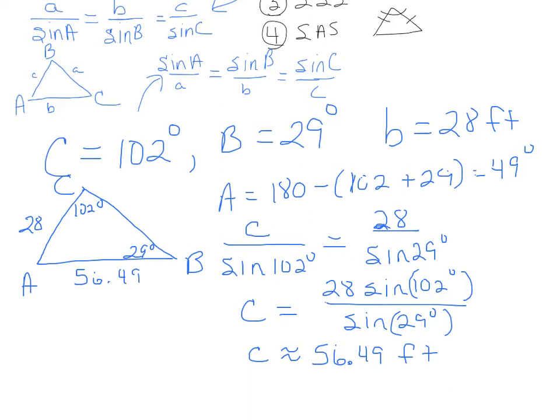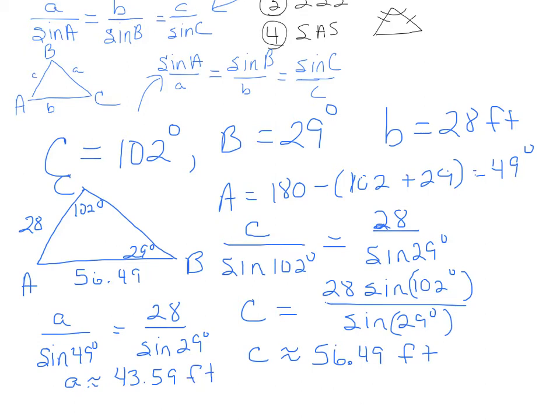Do the same thing. We know that we have A over the sine of, we said A was 49 degrees. Go back and use your given information, 28 over the sine of 29. So A is approximately? So it would be A equals 28 times the sine of 49 divided by the sine of 29. 43.59. Please be sure that you're getting that. If you're not, we need to get that.